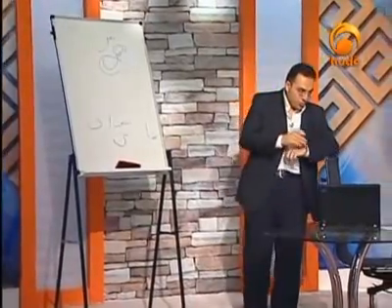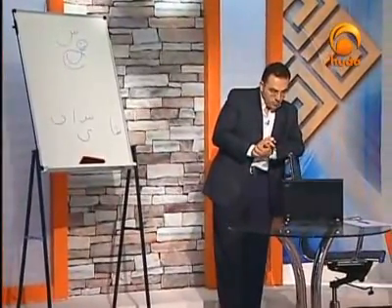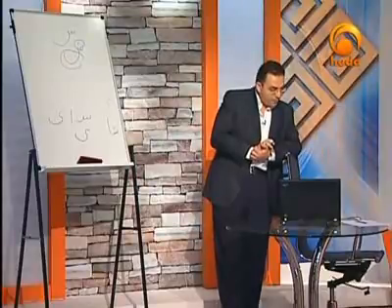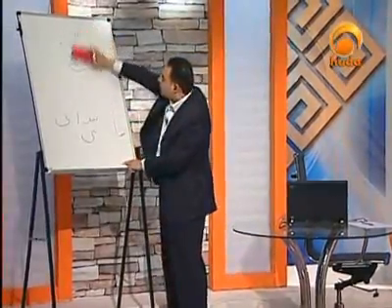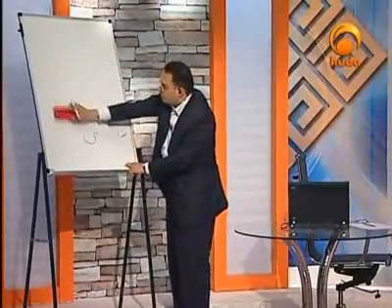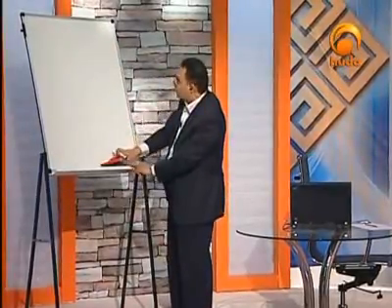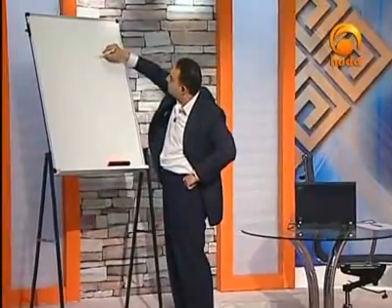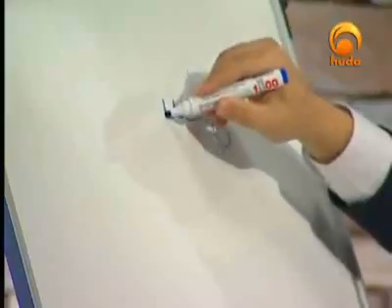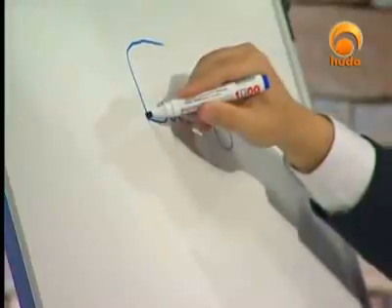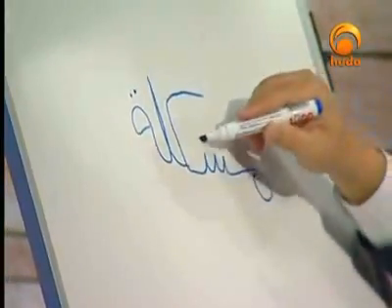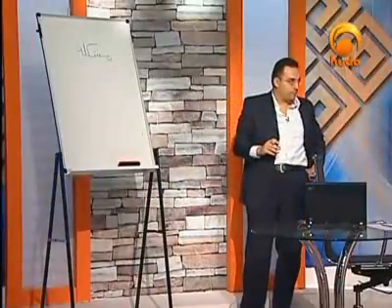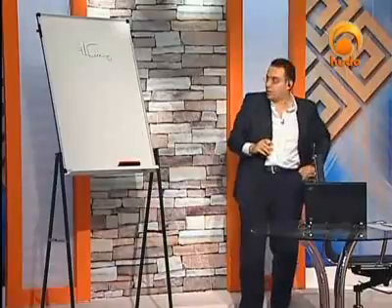Okay. How about the medial position? In the medial position, it's always connected, like mushkila, which means problem. The word problem in Arabic is mushkila. Let me just write this word here once again. So here again, ma, and then we have sha, we have kaf, we have lam, and we have ta. How many letters do we have in this word? Five, right, okay.